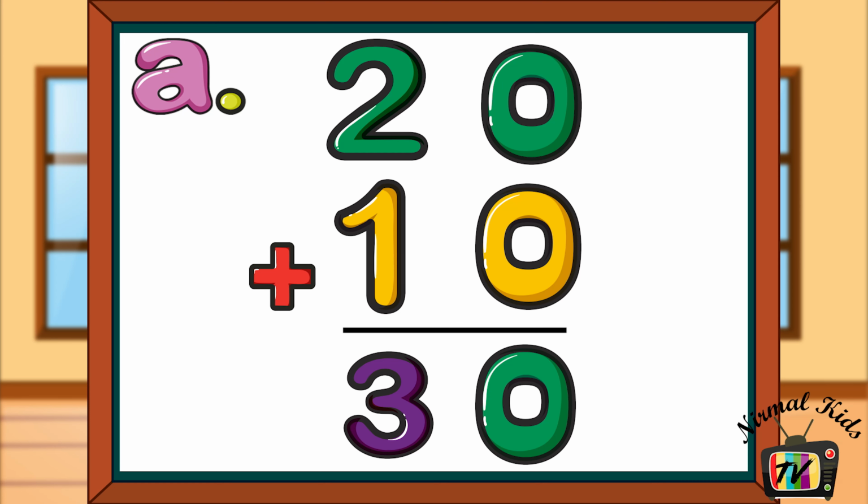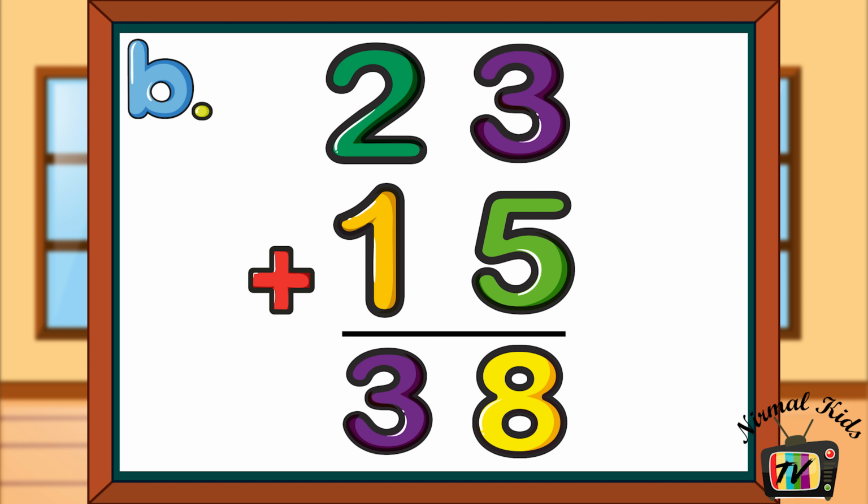Let's add the numbers. 2, 0, 20, 1, 0, 10. Now add 20 plus 10 equals 30. Next, 2, 3, 23, 1, 5, 15. Now add 23 plus 15 equals 38.